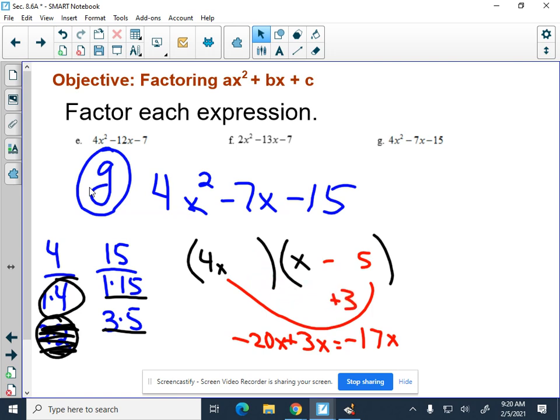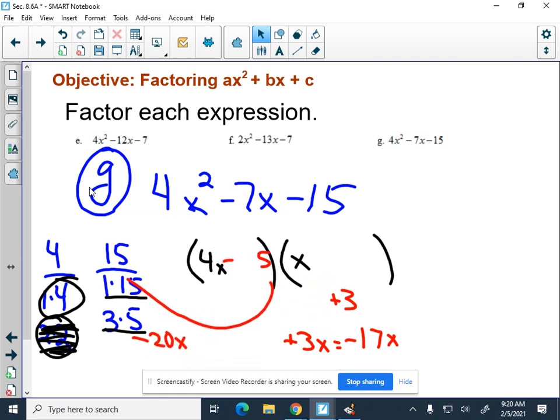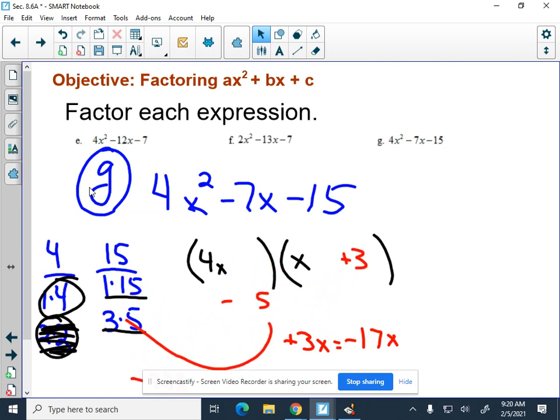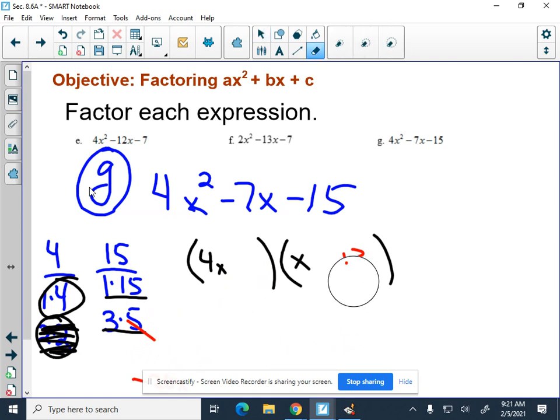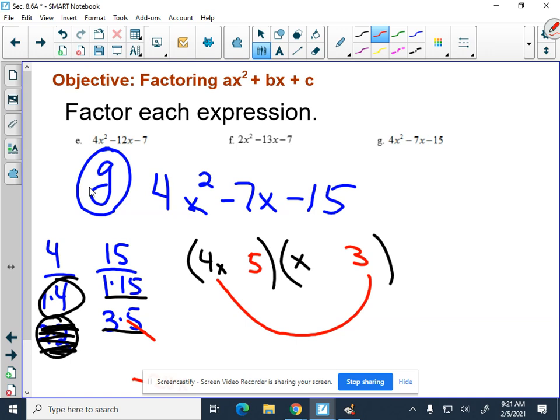So let's switch around. Negative 5 and the 3. Now they may not be negative, so I'm just going to multiply these two, I'm going to get 12x. Multiply these two, I'm going to get 5. If I subtract those, that's 7. But I have to decide which one's negative. I have to make the 3 the negative.